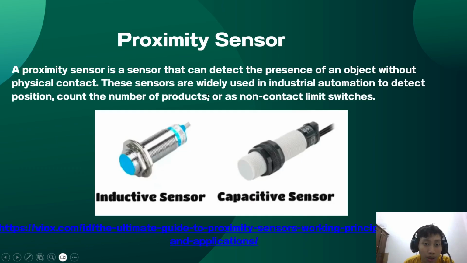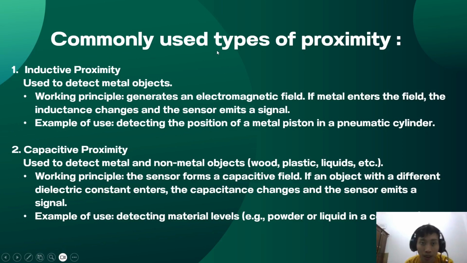The sensors are widely used in industrial automation to detect position, count the number of products, and as non-contact limit switches. Okay, these are the types of the sensors. First one is inductive sensor and the second one is capacitive sensor. Commonly used types of proximity: 1. Inductive proximity, used to detect metal objects.